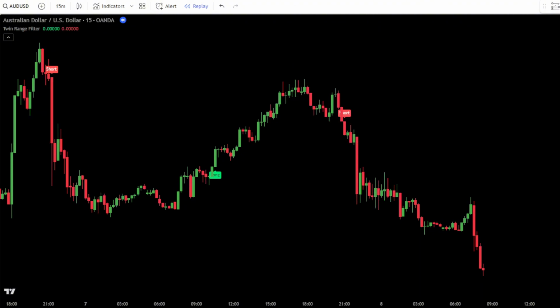The Twin Range Filter indicator will guide you in finding the best entry points for buy or sell positions in the market. If a buy signal appears on the Twin Range Filter indicator, it means a buy entry opportunity. If a sell signal appears, it indicates a sell entry opportunity.